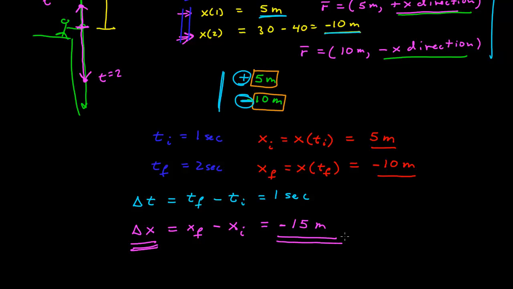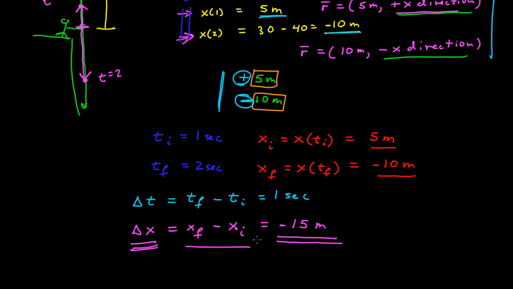This is a shorthand for a vector. It's a magnitude of 15 meters. It points in the negative x direction, but we calculate it just with our scalar arithmetic because we are only in one dimension, where the sign takes care of the direction of the vector for us.